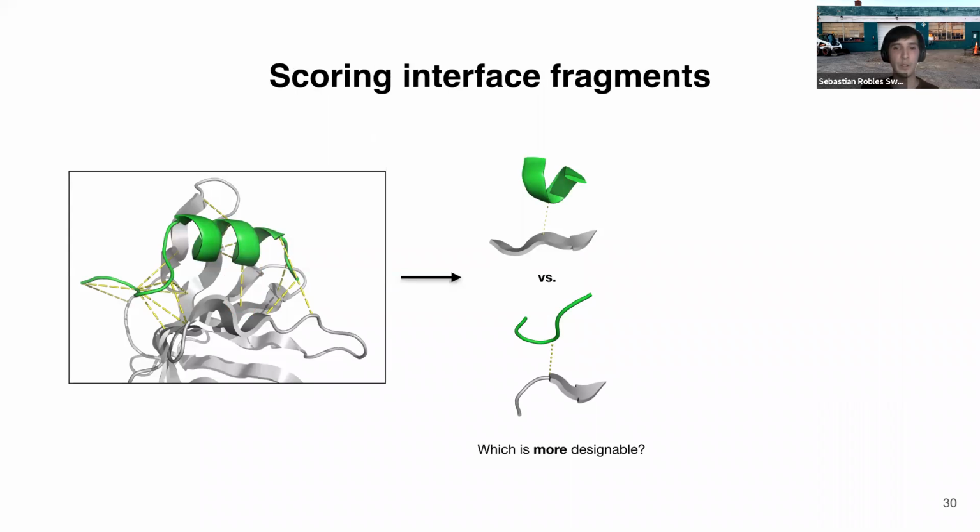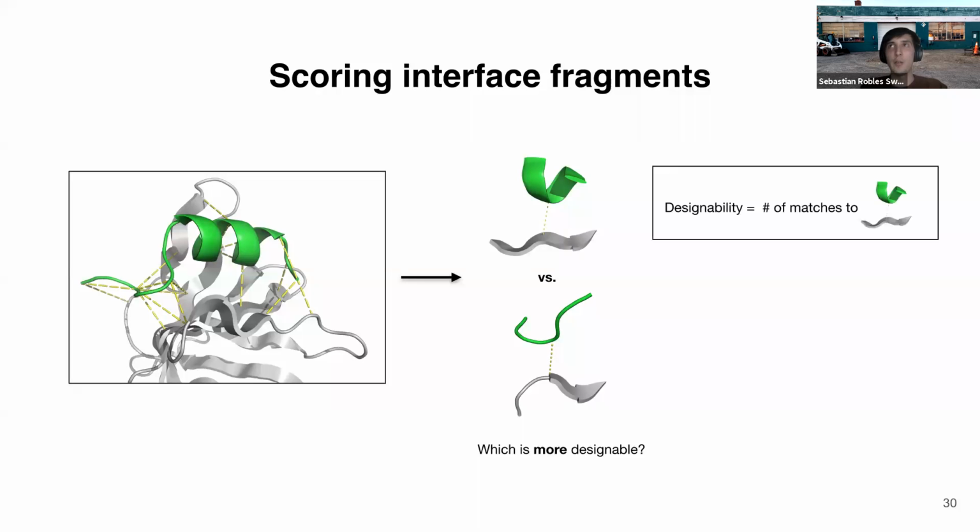Previously I talked about designability in a binary sense, yes or no. We can also quantify it in a way that allows us to rank peptides. We can take two interface fragments and ask which is more designable, as in which fragment can be achieved by more sequences and more contexts. So basically, what's more common.